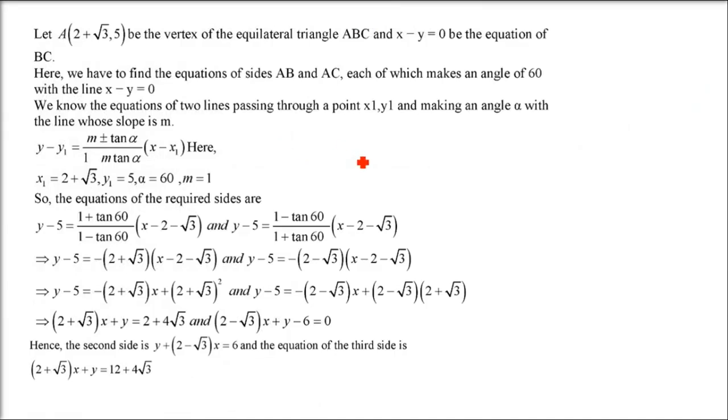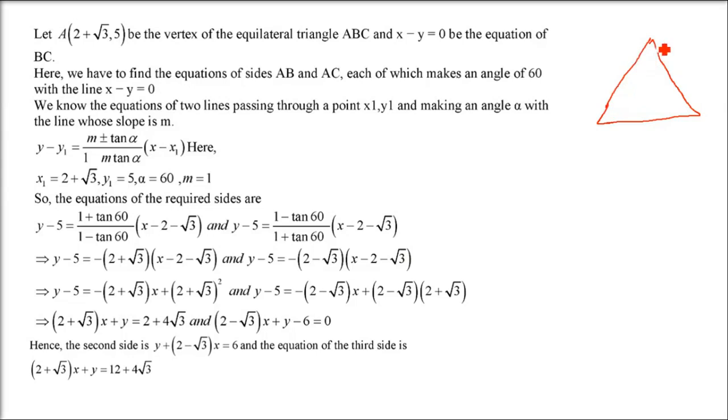This is question number 9. The equation of one side of an equilateral triangle is x minus y equals 0. Equilateral triangle, what does it mean? All the sides are equal and all the angles are equal. The equation given to us is y plus 2 minus root 3 x equals 6. We have to prove that the second side is this one. One side is x minus y equals 5. Find the equation of the third side. So the third side equation is needed.